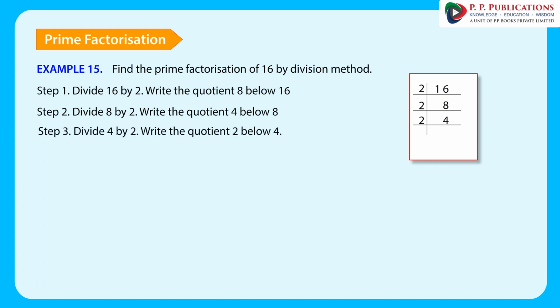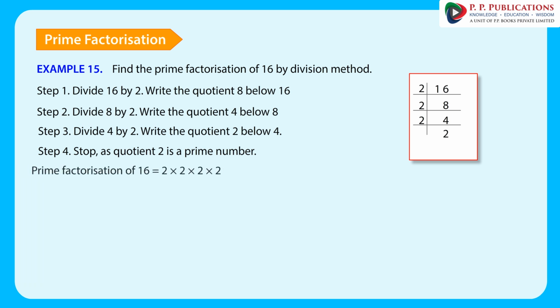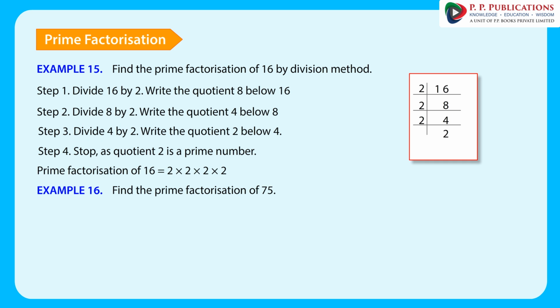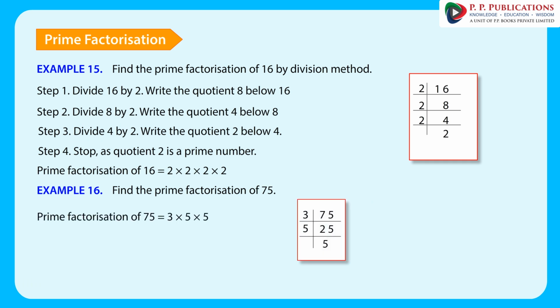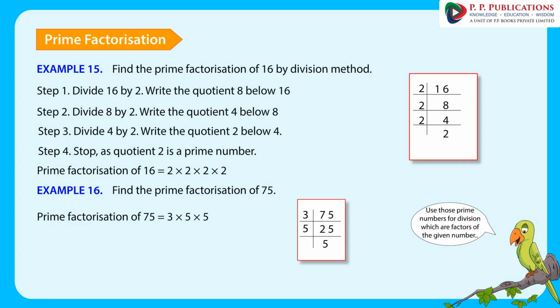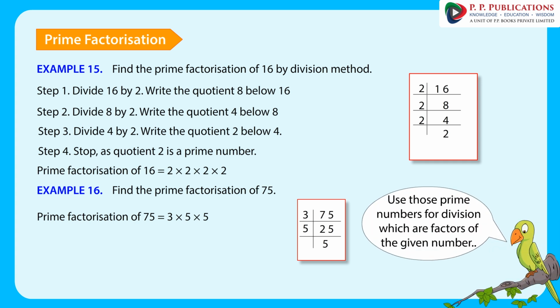Step 3. Divide 4 by 2. Write the quotient 2 below 4. Step 4. Stop as quotient 2 is a prime number. Prime factorization of 16 equals 2 multiplied by 2 multiplied by 2 multiplied by 2. Example 16. Find the prime factorization of 75. Prime factorization of 75 equals 3 multiplied by 5 multiplied by 5. Use those prime numbers for division which are factors of the given number.